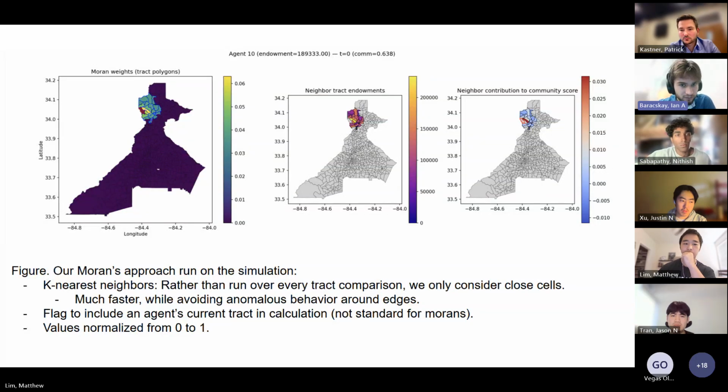In addition, we also have a flag to include the agent's current tract in the calculation, which is not standard for Moran's, but makes sense for our simulation because an agent living in a tract would consider their current tract, like their own neighborhood, as well. And we normalize those values to fall between 0 and 1.